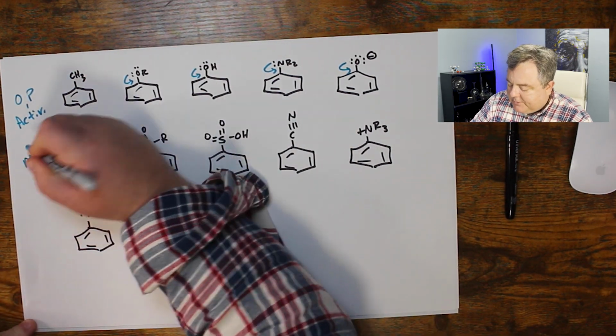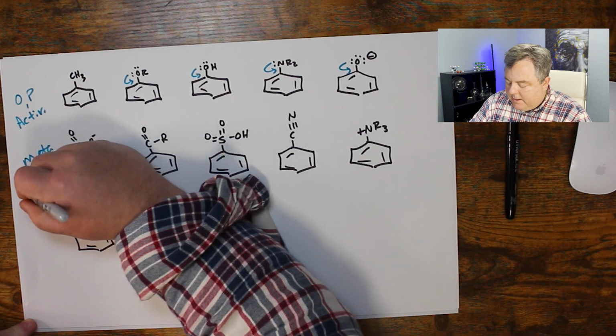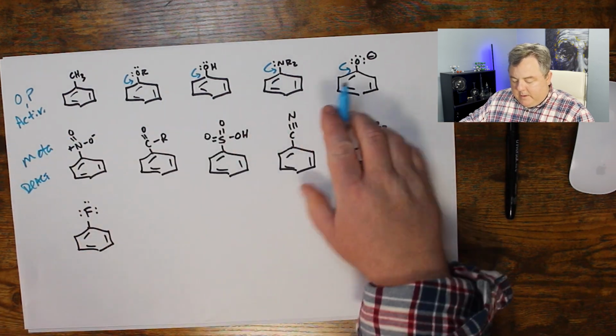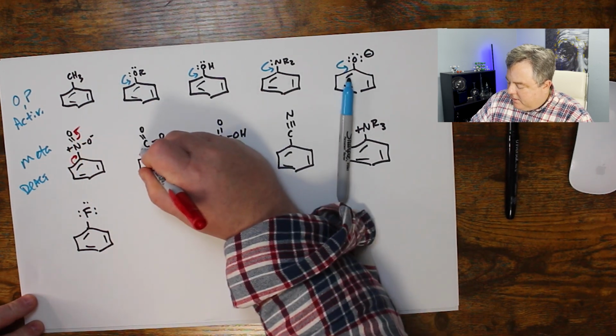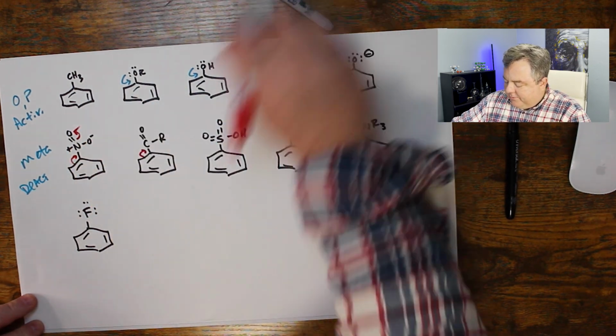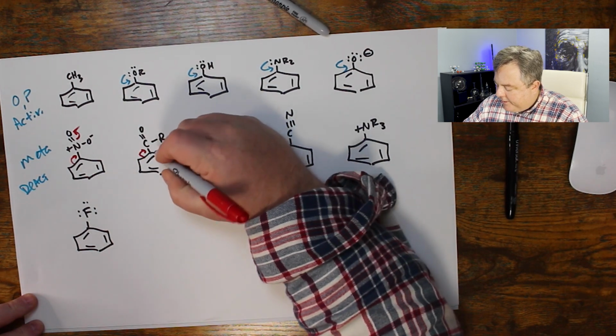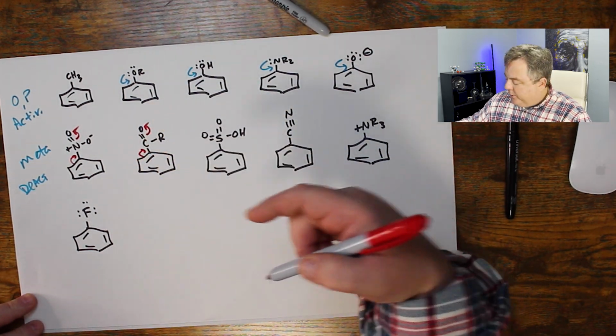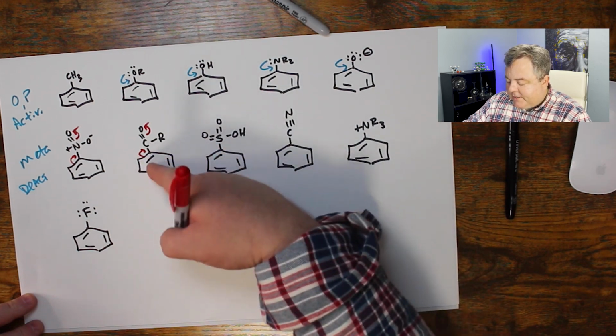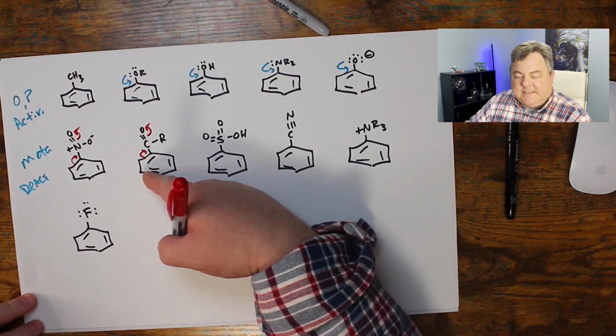We've seen that nitro is a meta-director. It's deactivating because I'm pulling electrons out of the ring. So nitro does that with this positive charge in the N double bond O. But things like carbonyls do that too. They pull electrons out of the ring. So there's less electrons in here. It'll react slower. It's deactivated.